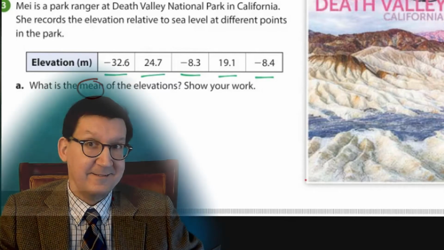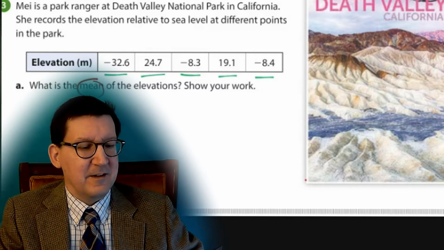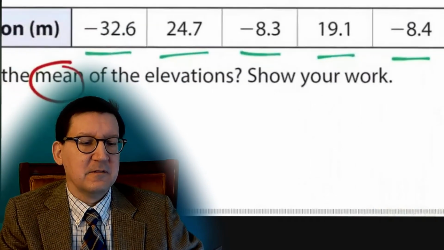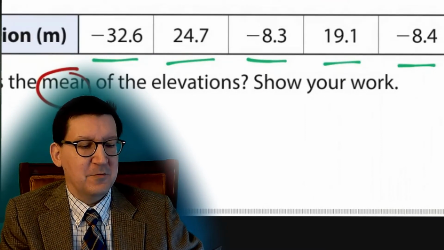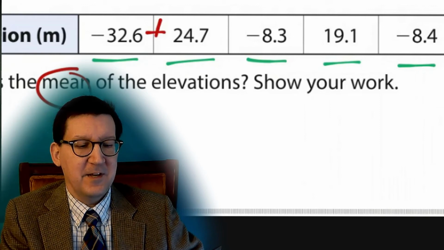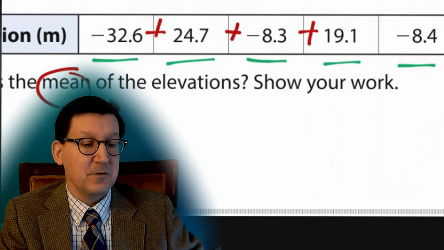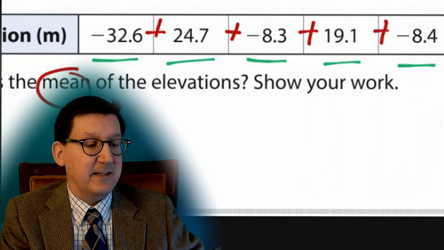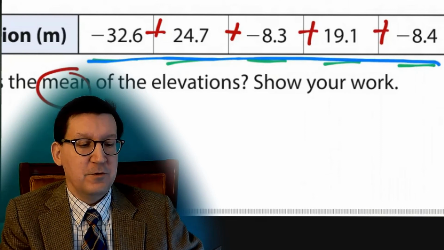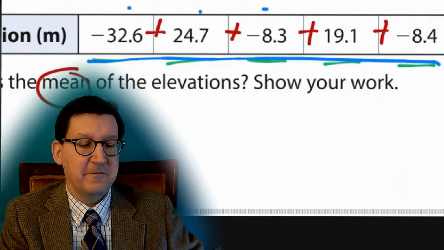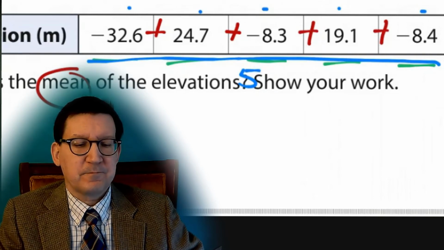Okay, welcome back. So, you know how to do this because we did it before, right? You just take all of these and add them together. So we're taking negative 32.6, we're adding 24.7, we're adding negative 8.3, we're adding 19.1, and we're adding negative 8.4. And then we take all that and we divide the whole thing by the number that we have, which is 1, 2, 3, 4, 5. So we divide the whole thing by 5, right? So let's work those two and see what we get.